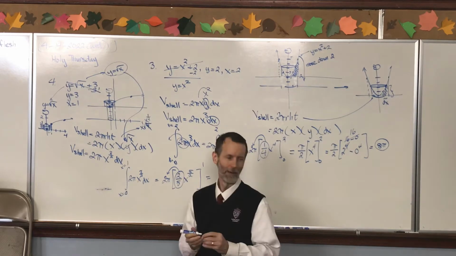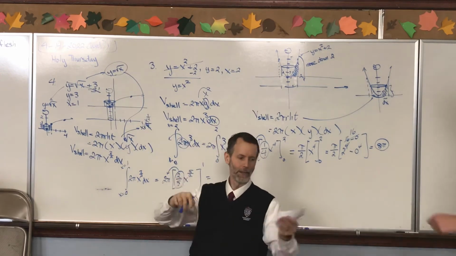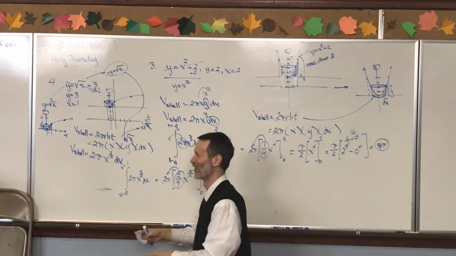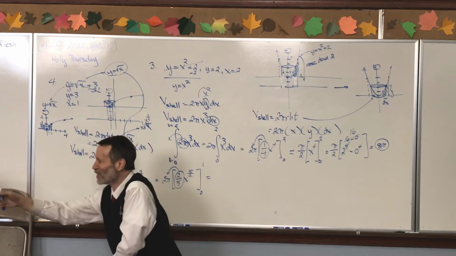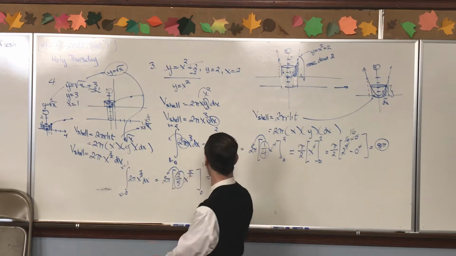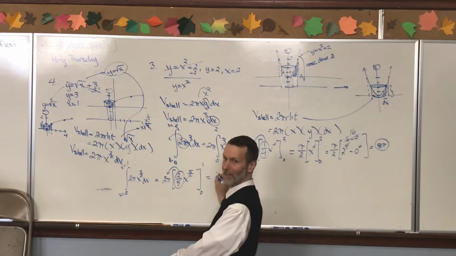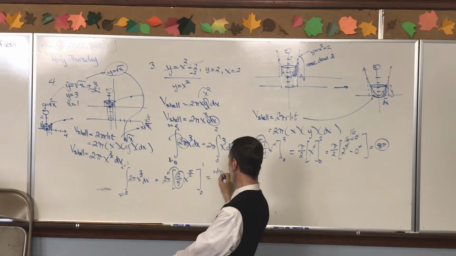Then you get 4 pi over 5. Oh, thank you. Oh, no, you're good. Cameo appearance. Points for using the word cameo. So it's, I'm sorry, say again? 4 pi over 5. 4 pi over 5, good.